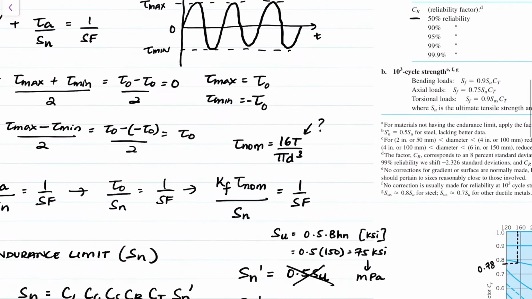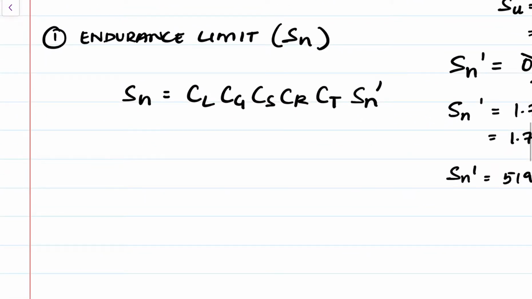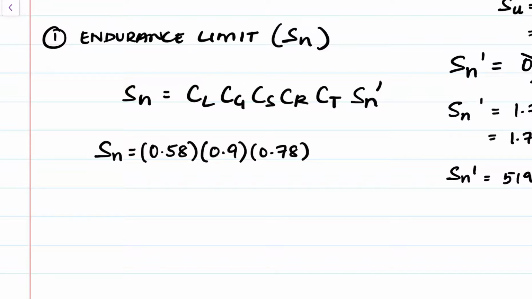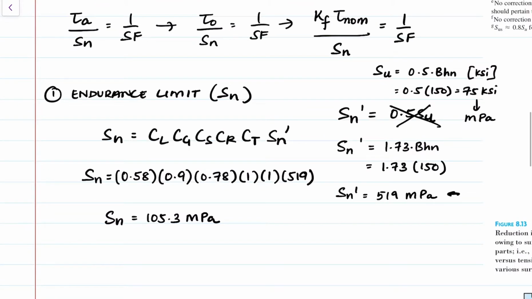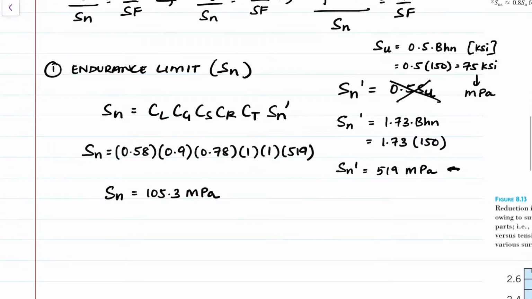So if I go back to my equation, Sn is equal to 0.58 times 0.9 times 0.78 times 1 times 1 times 519, or 517, and Sn is equal to 105.3 megapascals. So that's the first step to finding the maximum torque.